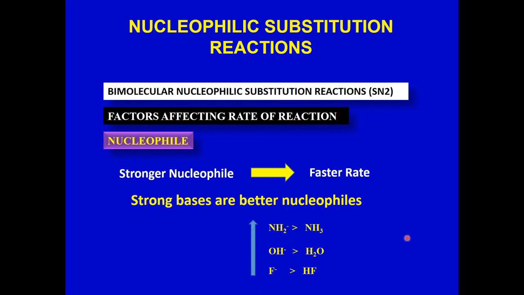So going from fluoride anion to amide anion, going through hydroxyl anion, we are actually increasing the basic strength of the anion. So as you saw here, strong bases are better nucleophiles. So if you are increasing basic strength, you are actually increasing the nucleophilicity of these anions. That means that this NH2 anion is a better nucleophile, while fluoride anion is a relatively less good nucleophile. That is why the rate of reaction will be the fastest with amide anion, then hydroxyl anion, and finally fluoride anion.